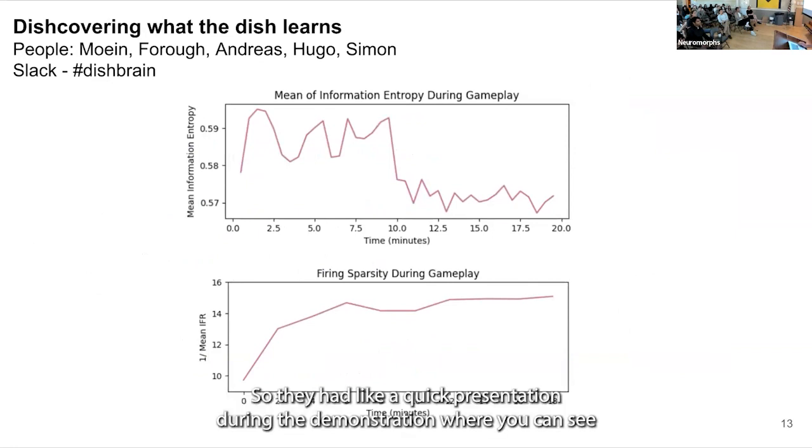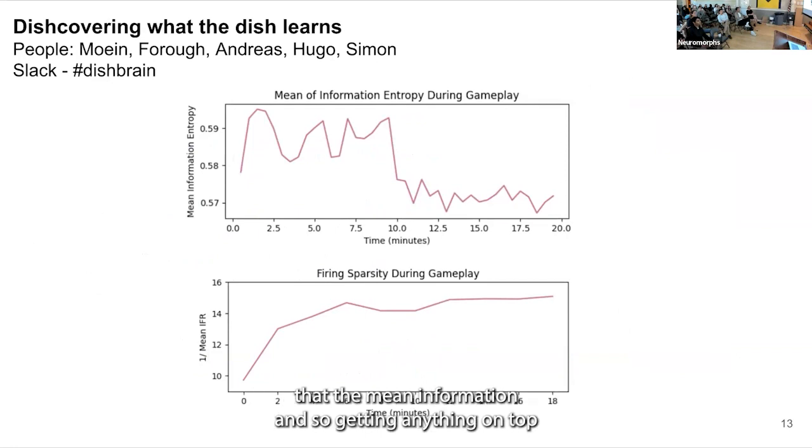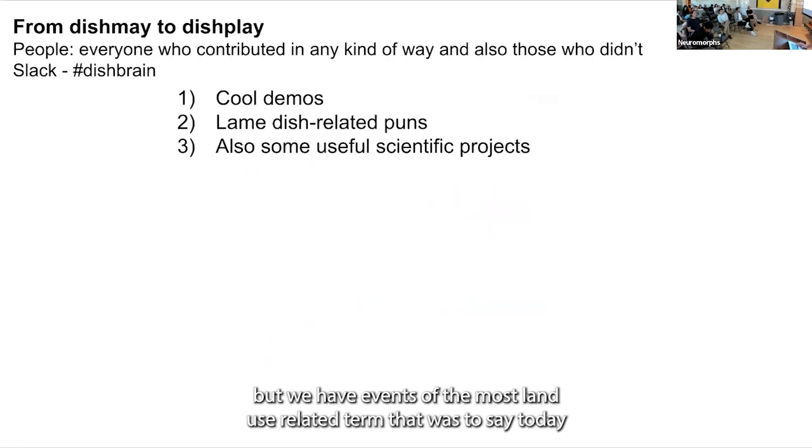So they had a quick presentation during the NIT demo session where you can see the mean information entropy in gameplay on top. So it diminishes actually. Oh wait, that's the entropy, that's good. So the mean entropy decreases at about the 10-minute mark, and the firing sparsity during gameplay increases as the dish is learning. So we still don't really know after all these trials and errors what the dish does, but we have a bunch of cool demos.